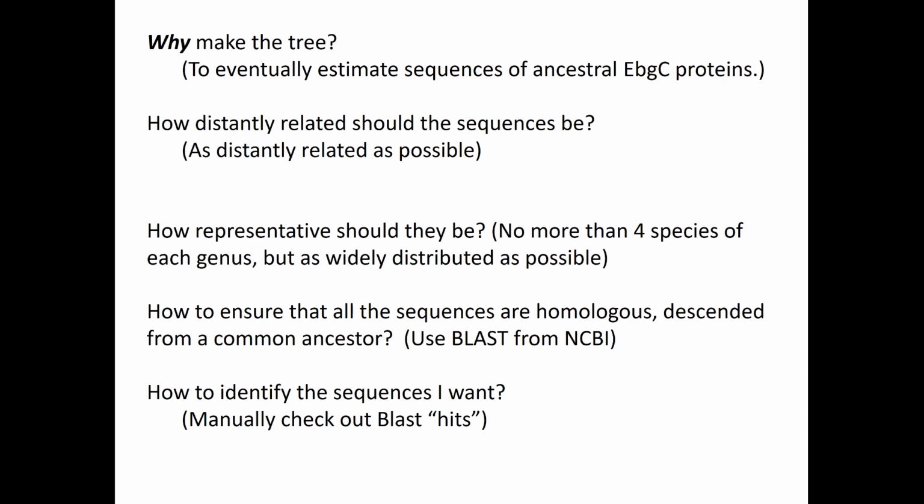How do I ensure that all of the sequences are homologous? This is critical, because the basic assumption of a phylogenetic tree is that every sequence in there is descended from a common ancestor, which is what we mean when we use the word homology. Not similar, but homologous. The best tool to ensure homology of the sequences that you choose is to use BLAST from NCBI.